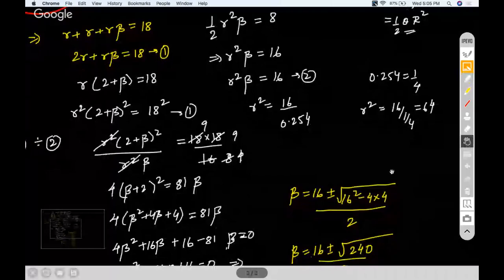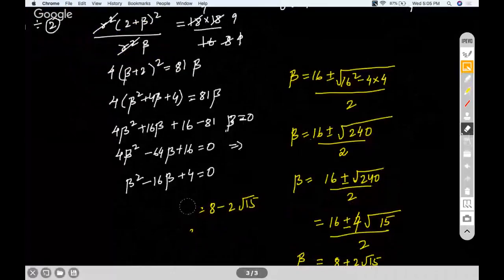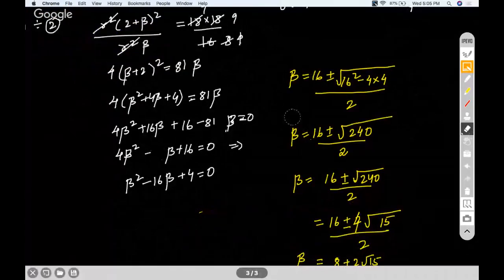Oh, okay, I understood the problem here. So basically, you don't have to do this because, as he rightly pointed out, this will be 65, not 64. So we'll resume from here.